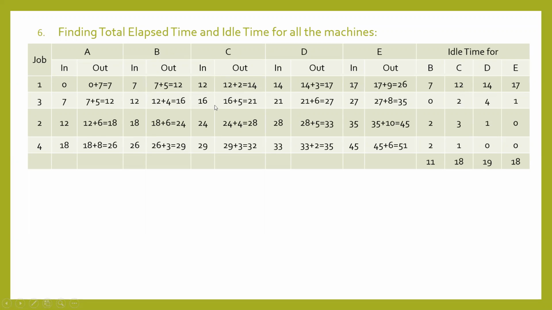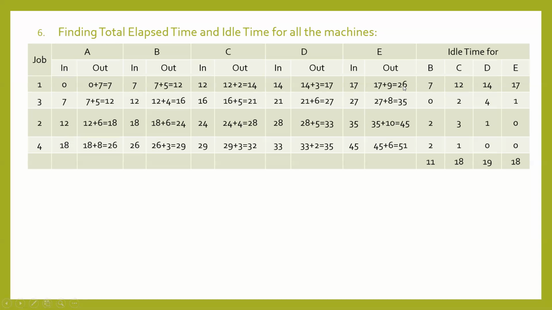Clear? Again, look at this value. The second job, that is job number 3, gets over on machine C in 21 hours. And D has already completed his previous job and is waiting for the next job. So the maximum between 21 and 17 is 21. So the in will be 21. 21 minus 17, that is 4, will be my idle time for D.